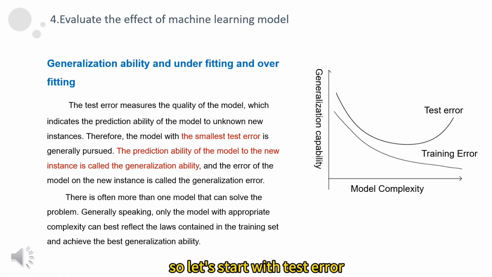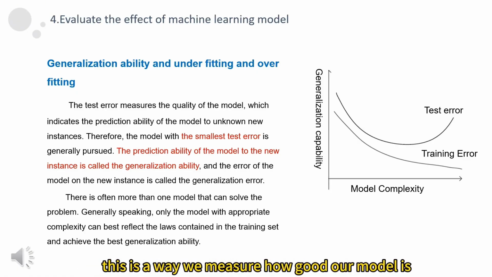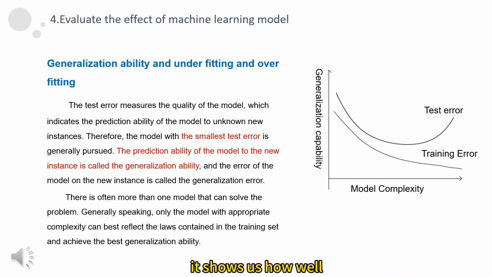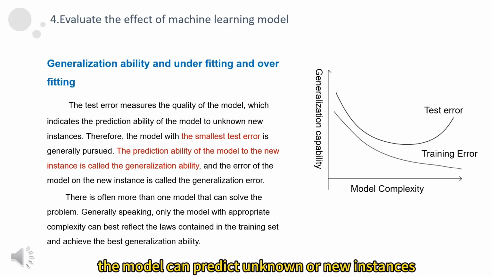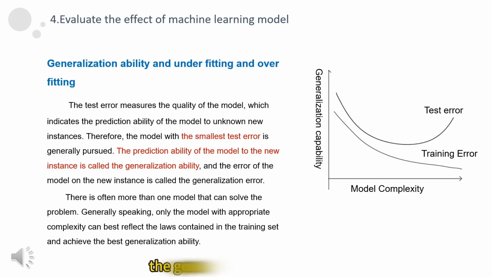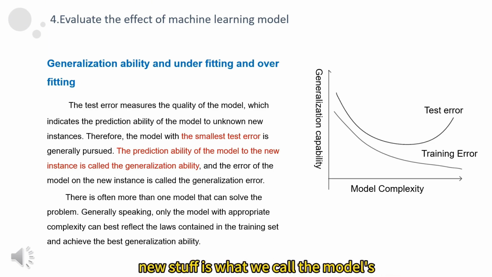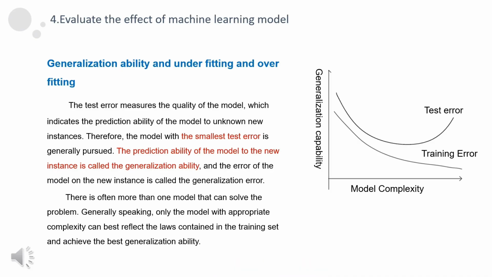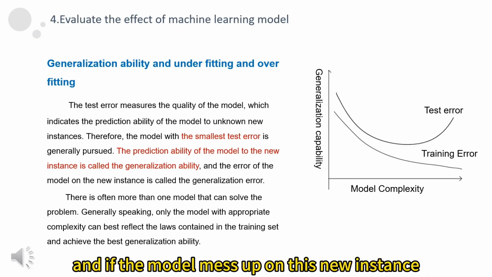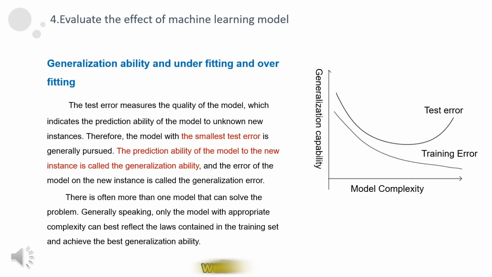So, let's start with test error. This is a way we measure how good our model is. It shows us how well the model can predict unknown or new instances. The goal here, obviously, is to have the smallest test error possible. This prediction ability for new data is what we call the model's generalization ability. And if the model messes up on a new instance, that's called the generalization error.